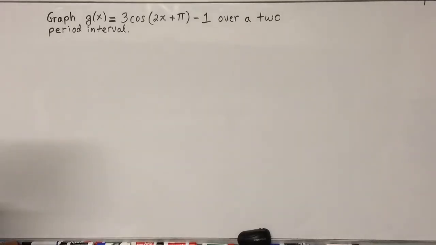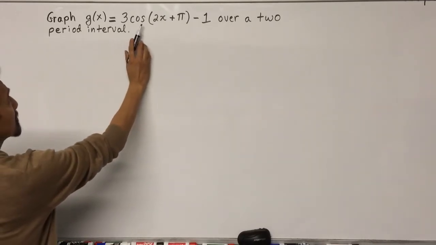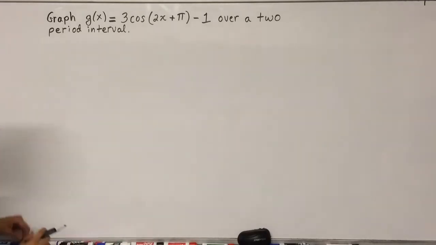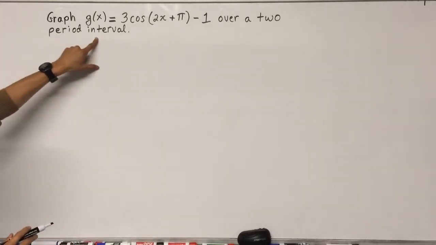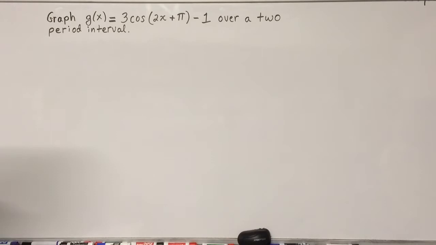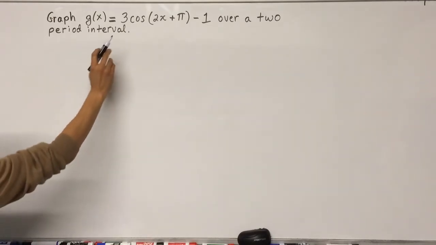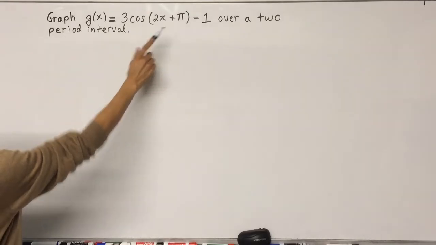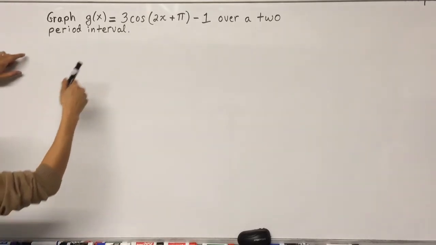Okay, we're going to graph a cosine function, 3 cosine of 2x plus pi minus 1. And we're going to do that over a 2-period interval. But before I actually graph this function, let's just, for practice, identify the important parts of our cosine wave.